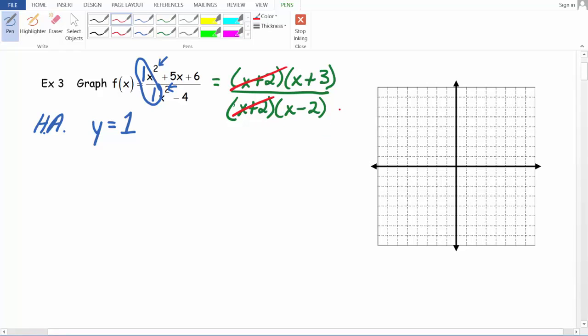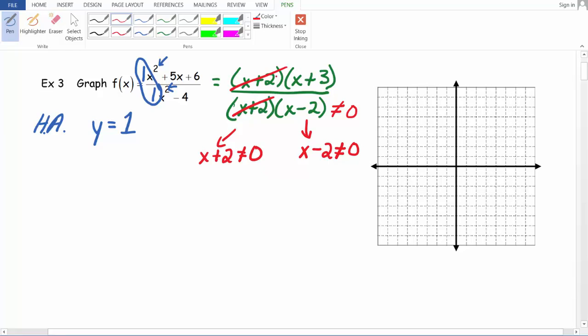However, what we still have to do is set this bottom not equal to 0, including the item that did just cancel. Because even though we just canceled, if you did let x be negative 2 here, you would still get 0 on the bottom, and unfortunately we just can't have that. So even though he canceled, we're still going to set this bottom not equal to 0. And likewise, we're going to do that with our x minus 2, not equal to 0.